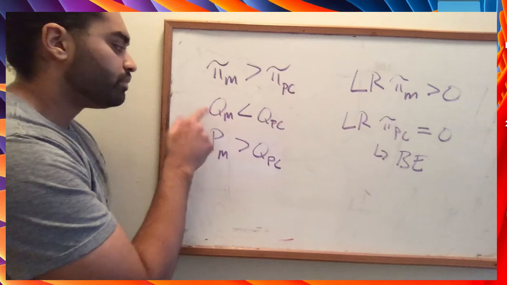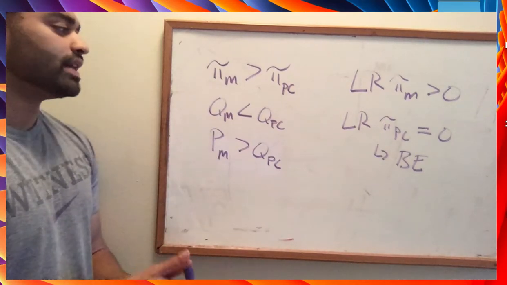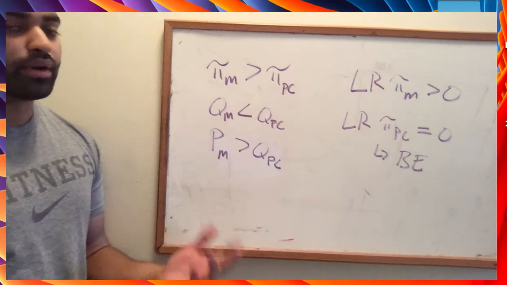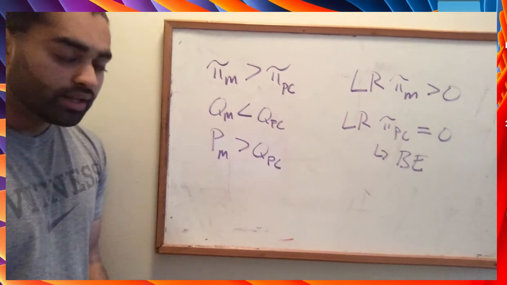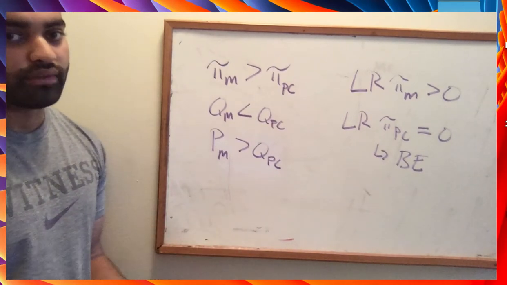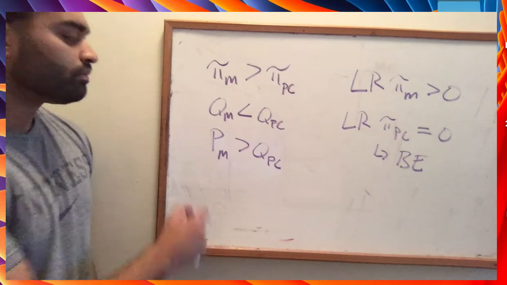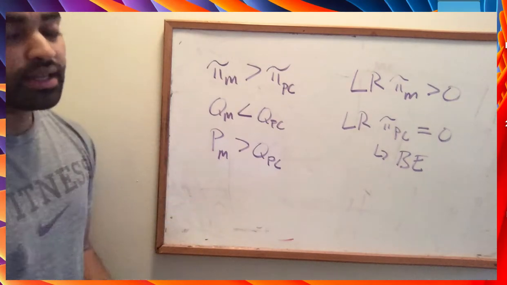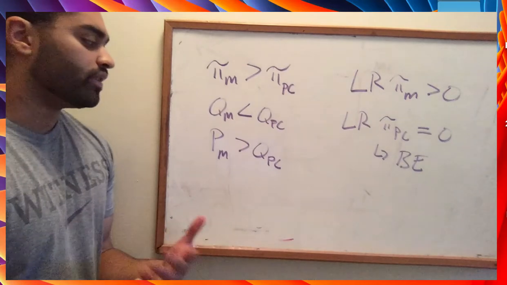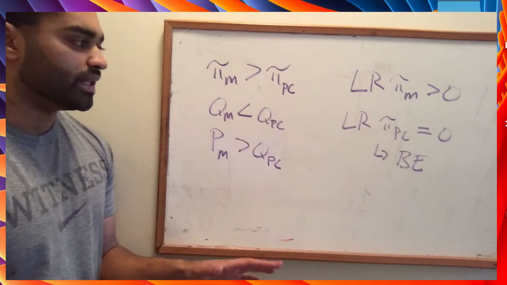Your quantity produced by a monopoly is always going to be less than the quantity produced by a perfectly competitive firm, because you're restricting the output in order to increase your profits. That's a key distinction as well. And then also the price a monopoly sets is always going to be higher than a perfectly competitive price. That will always be the case.